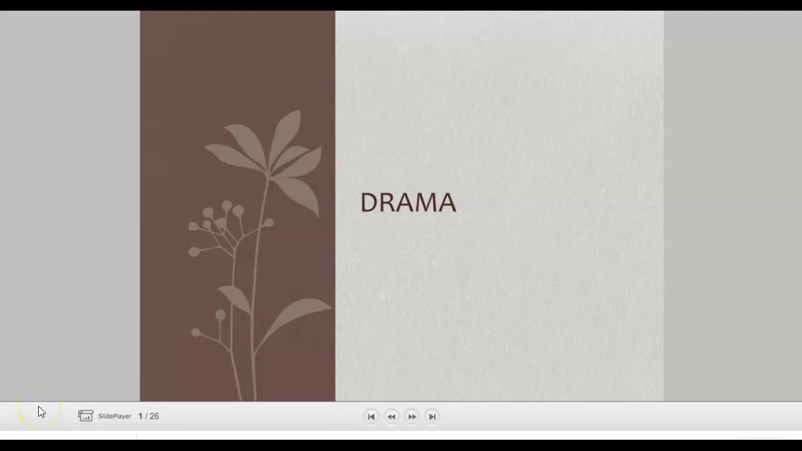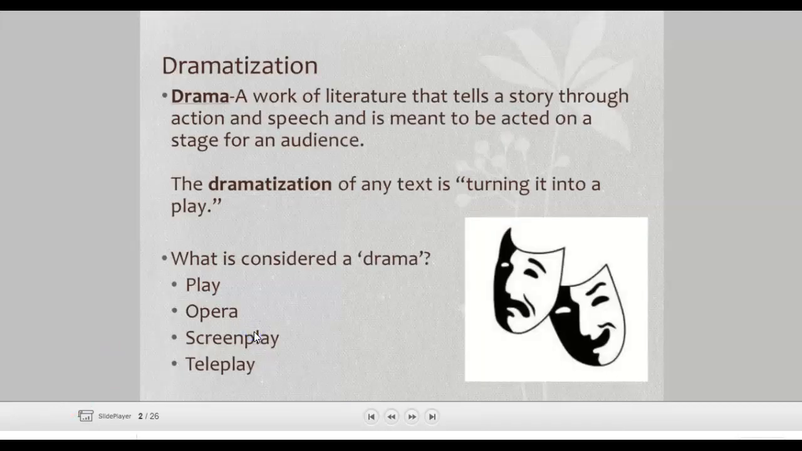So as we look at dramas, I wanted to give a rundown of a couple terms that you need to understand when we're talking about drama. So drama is a work of literature that tells a story through actions, acting out, and speech, the talking or rehearsing or reciting of lines. So action and speech, it's meant to be acted out on a stage for an audience.